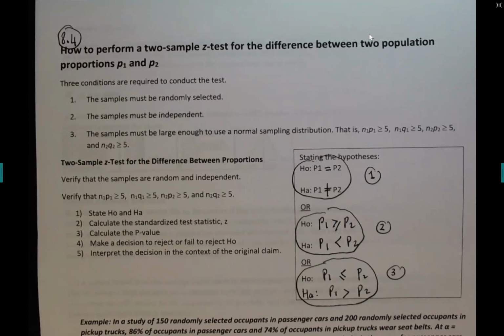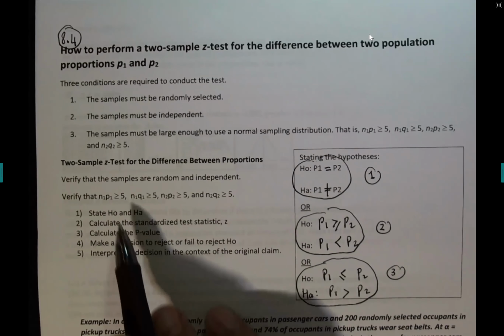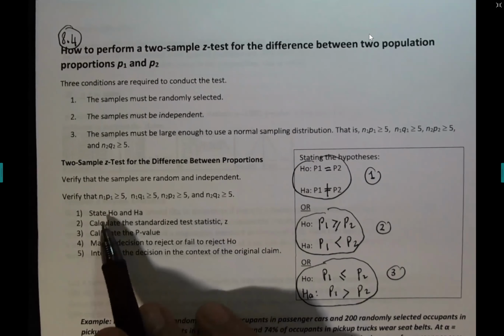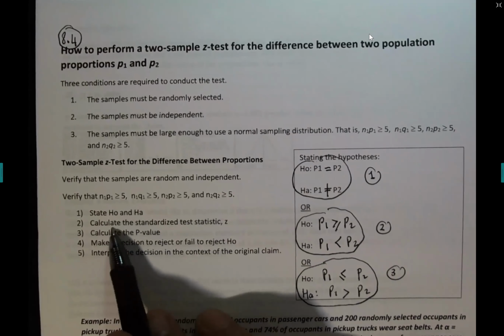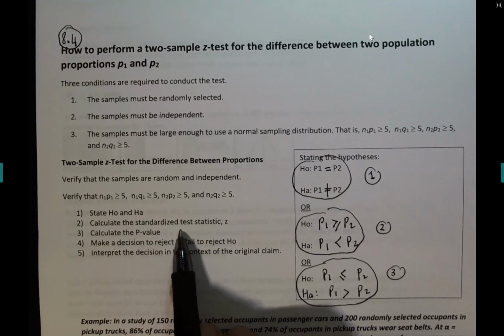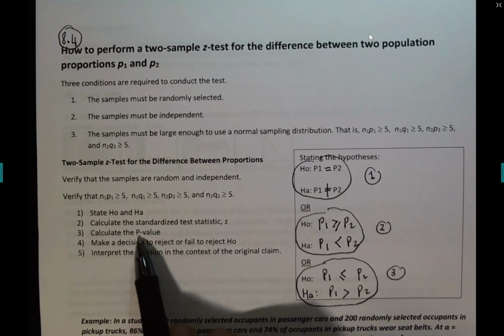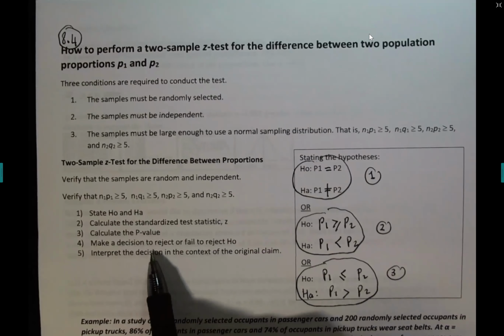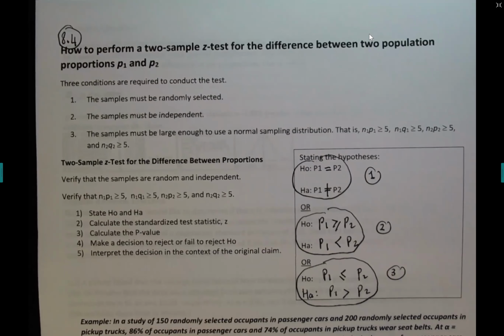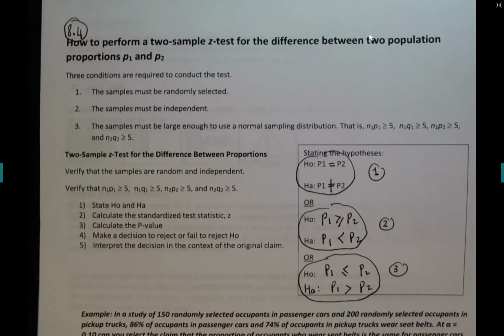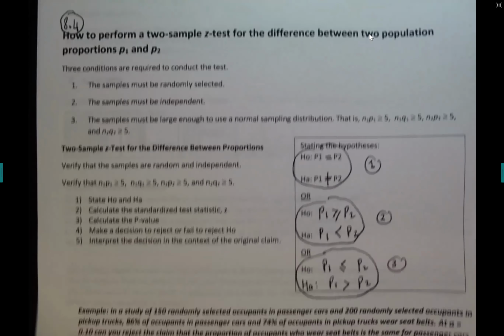So to perform a proportion test for two samples, verify that the following conditions are met. State H0 and HA, calculate the standardized test statistic Z, calculate the p-value, make a decision to reject or fail to reject H0, and interpret your decision in context. And I think, guys, I'm ready to show you one question here, to show you how that works.